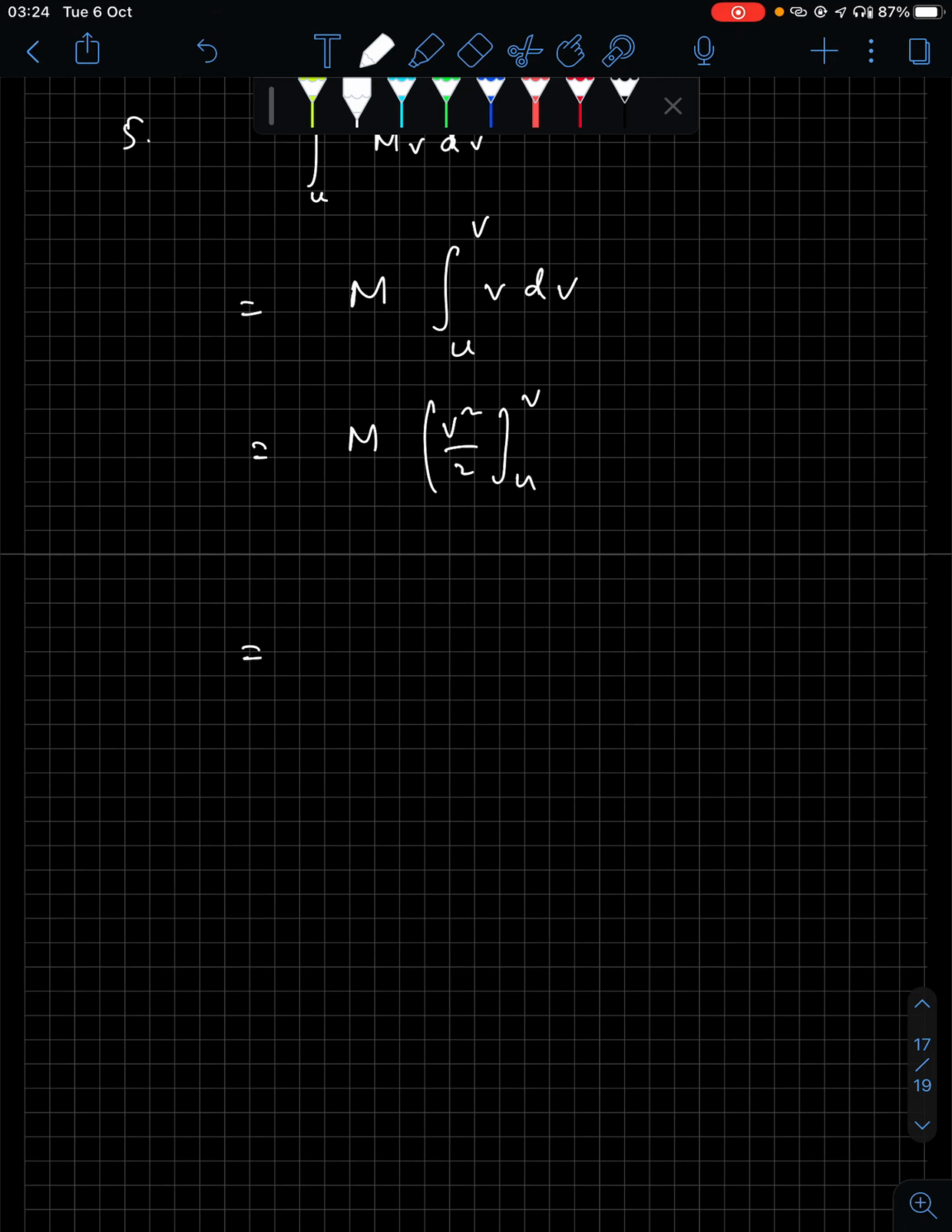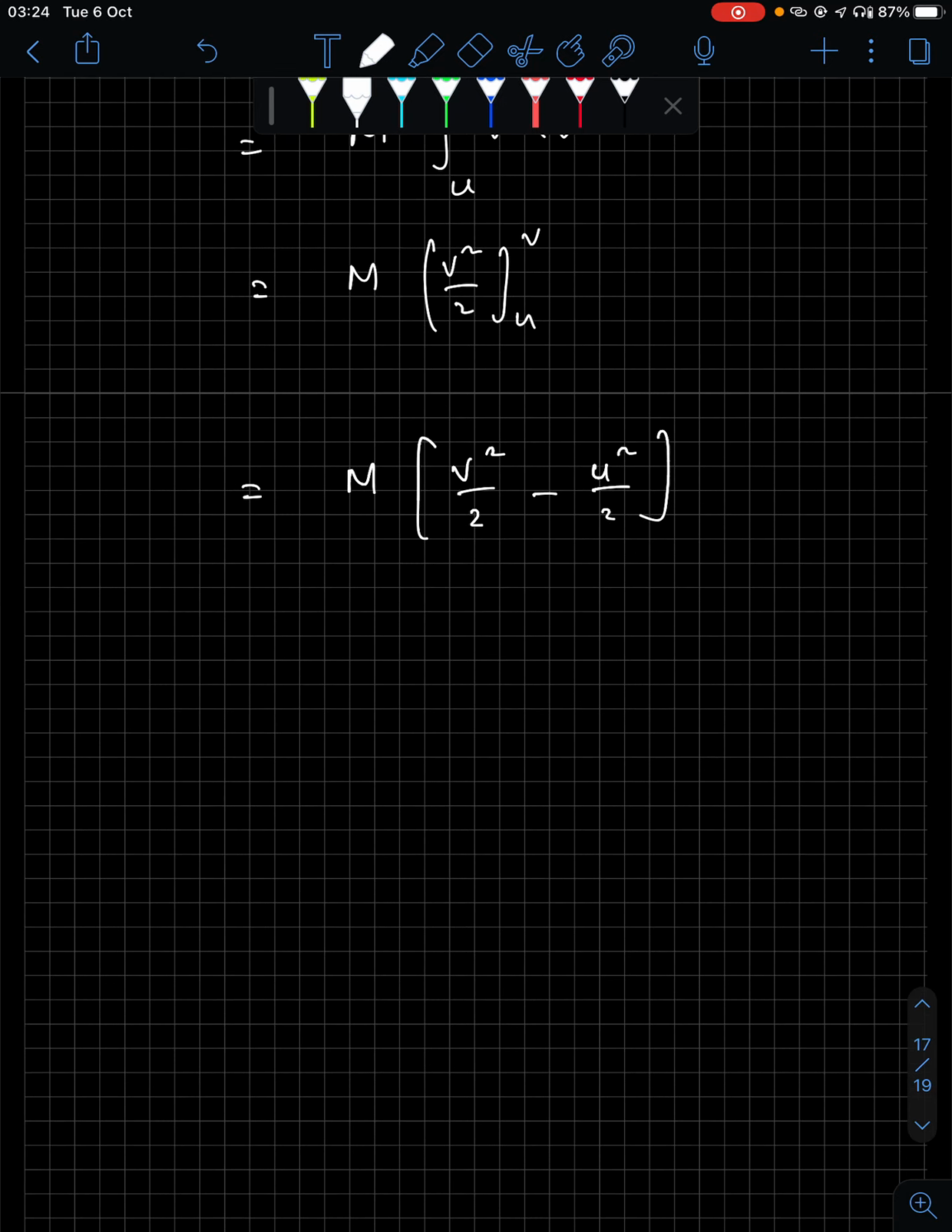Now we'll place the limits, upper limit first. So in place of v, you are using v. So v square by 2 minus. Now you are using the lower limit. So in place of v, you are using u. So it becomes v square by 2 minus u square by 2, right? So half, it's just a rearrangement. Okay, m(v square minus u square). So even if you do till the second last step, you are correct.